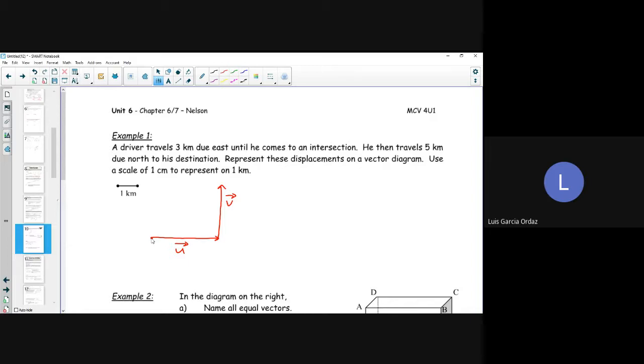Represent these displacements on a vector diagram. Use a scale of 1 centimeter equal to 1 kilometer. So I have the magnitude of u is going to be 3 kilometers, or 3, and the magnitude of v is going to be 5. That is as simple as it is going to get at this point in time.